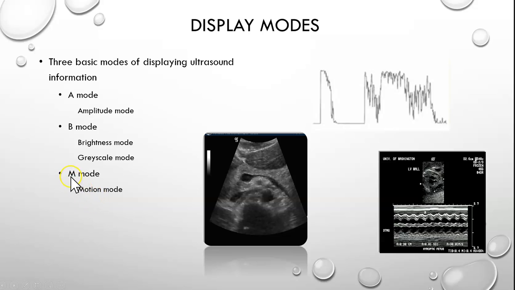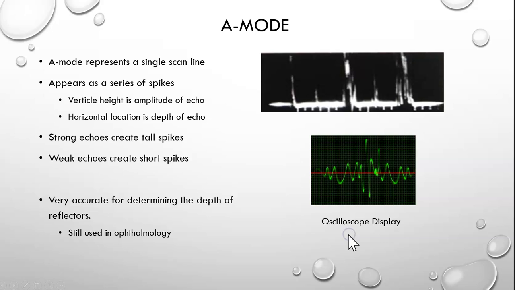And then the last is M mode, or motion mode. And so if you took your A mode image and just put it down one portion of your B mode image and left it there and observed how that A mode changed over time, that gives you the M mode, or motion mode. So those are our three basic modes of displaying ultrasound information.